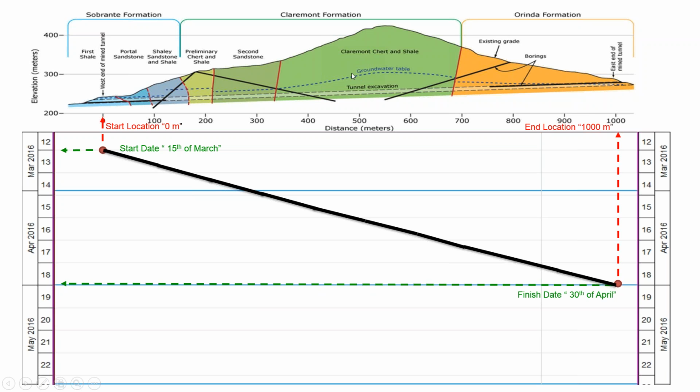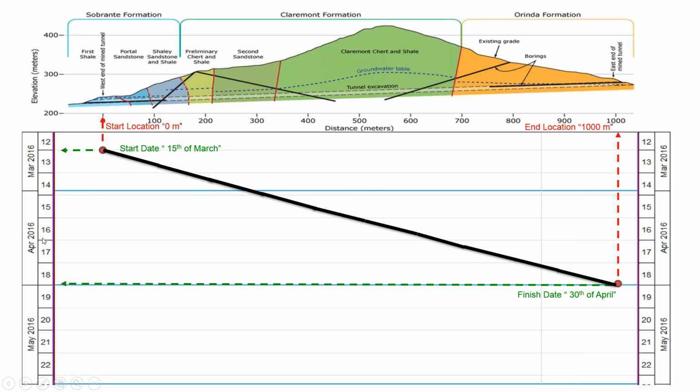Now, my question to all of us is: is it giving only the start and end date? The answer is no. If you want to know when we will be at 500 meters, it's very simple. We just come down, touch our finger on the line, and when we go to the left, it tells us that in the second week of April, our TBM is expected to be at 500. It means that the 2nd of April is our aim to have 50% of the tunnel excavation completed by the TBM.